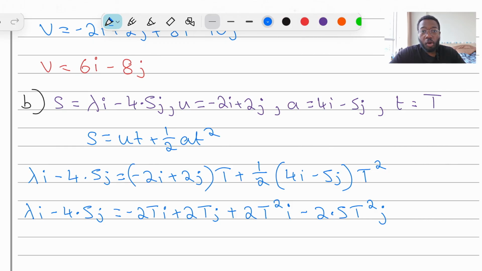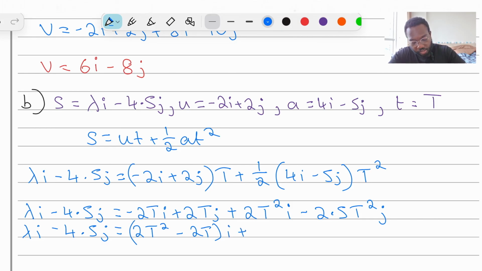So right now we're going to group all our i's together and all our j's together on the right side, and then equate that to what's on the left side. So we get lambda i minus 4.5j. Let's group our i components. That will be 2t squared minus 2t i. And then for the j's, that will be 2t minus 2.5t squared, and that's all going to be j. And now, as you can see, that 2t squared minus 2t i must equal the lambda i, and the 2t minus 2.5t squared j must equal the minus 4.5j.